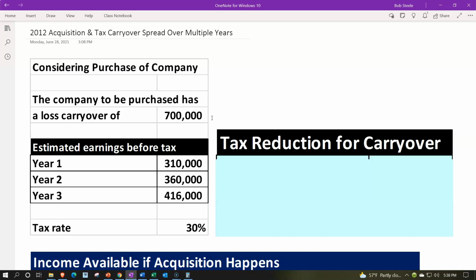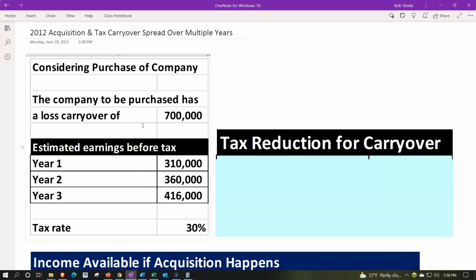Typically, the idea is that if there is a loss, then you often have to match it up against income in order to get the tax benefit related to it. So if they have the loss, they would have to match it up to the income going forward. We're going to assume the income going forward is, for year one, $310,000, year two, $360,000, year three, $470,000, and the carryover from the loss is $700,000.